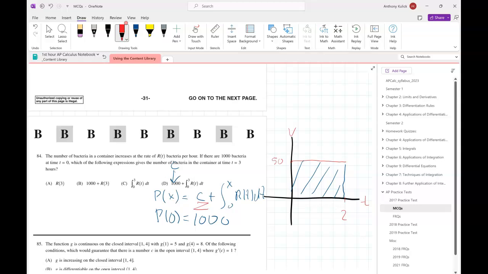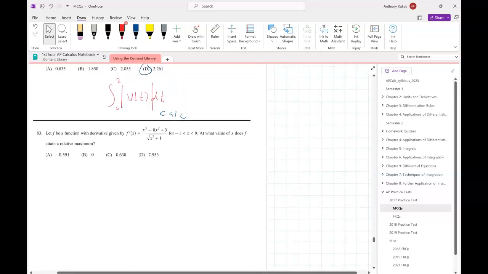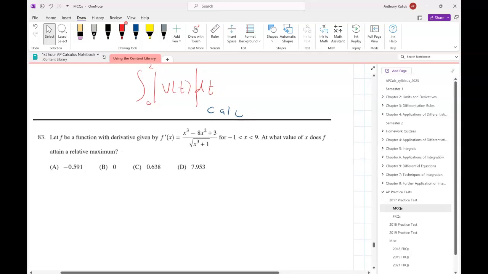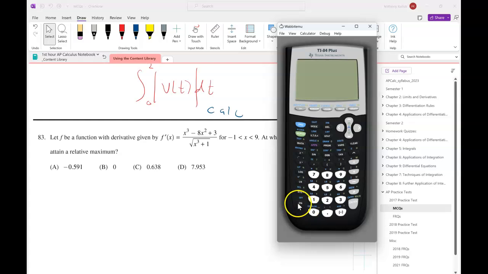So, anybody else? Okay. I'm going to go to the, do you got one, Isabel, or no? Yeah, sorry. Go ahead. 83. 83? Okay. So, do you want the way I would do this with my calculator on the test? Yeah. Okay.